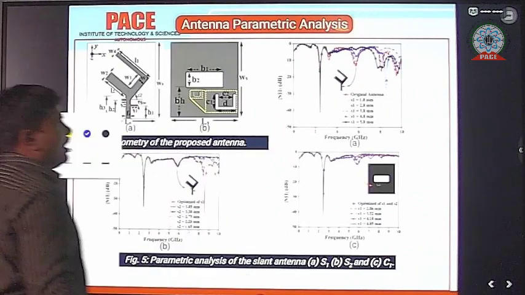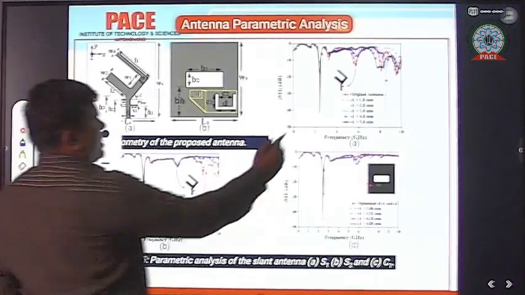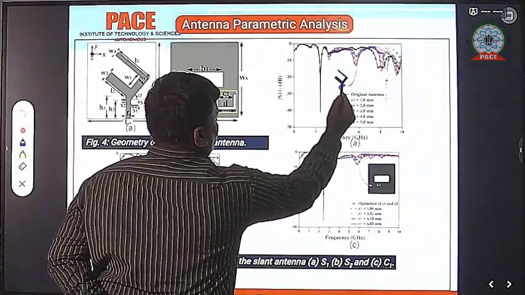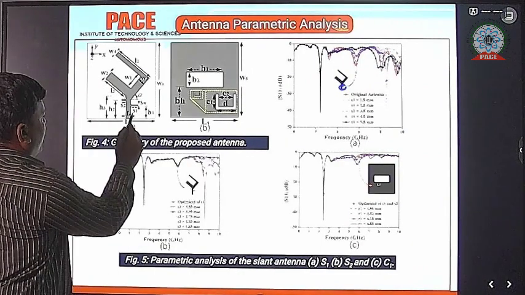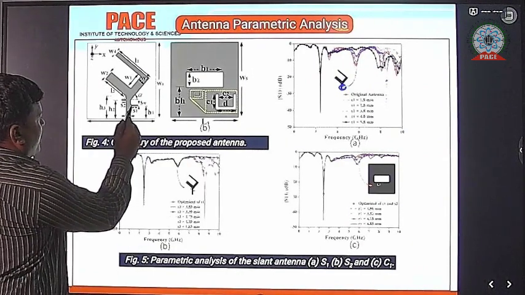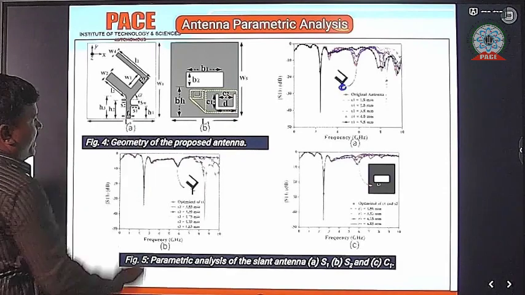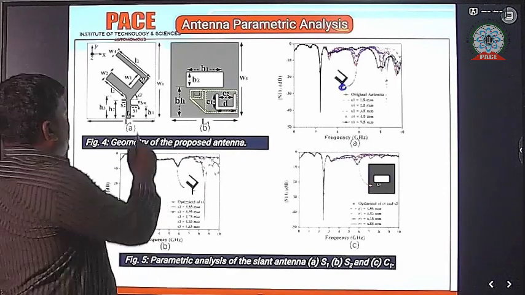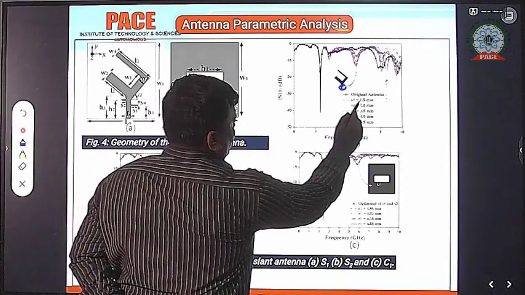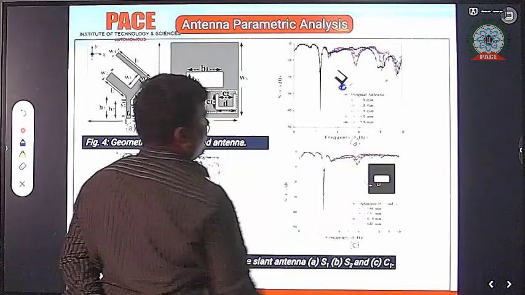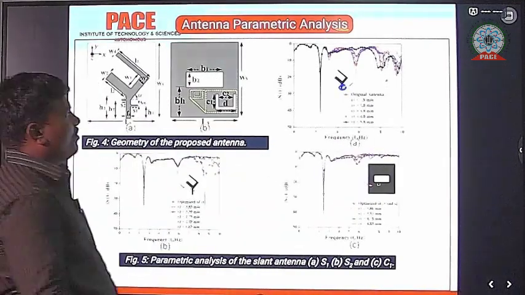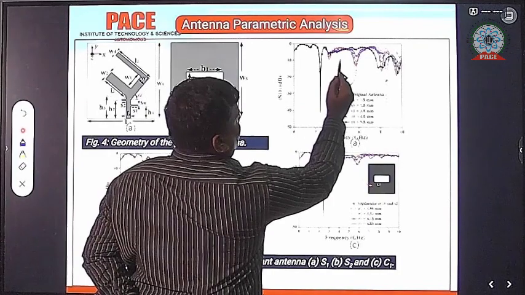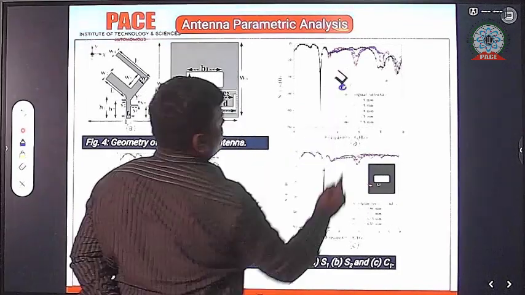First of all, we use the stub considered as S1. This is the stub S1, the stub one length. S1 is the stub designed at the feed. Whenever the stub length S1 is increased from 1.8 mm to 5.8 mm, the lower harmonics have been suppressed.